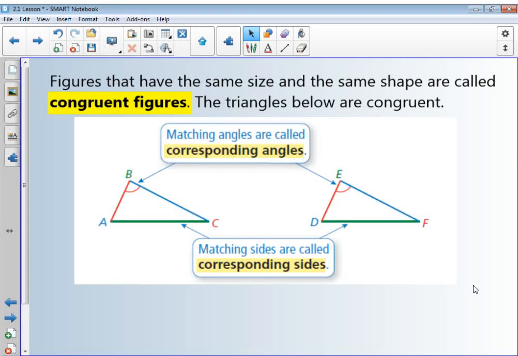Okay, in this part of our lesson, we'll be working with congruent figures. Congruent figures are figures that have the same size and the same shape. The triangles below would be considered congruent figures. You'll notice they're exact copies of each other.